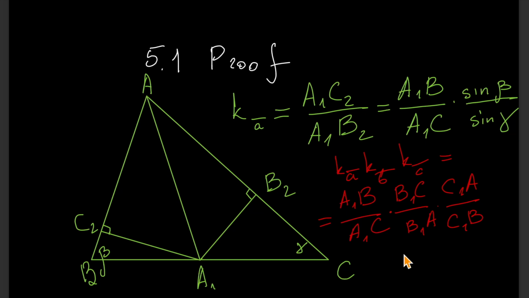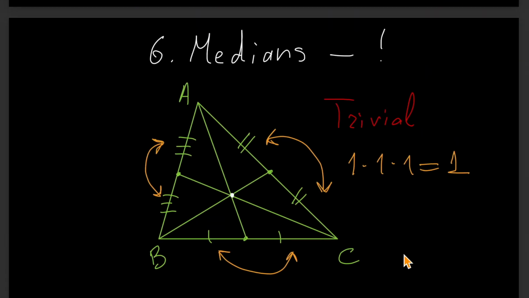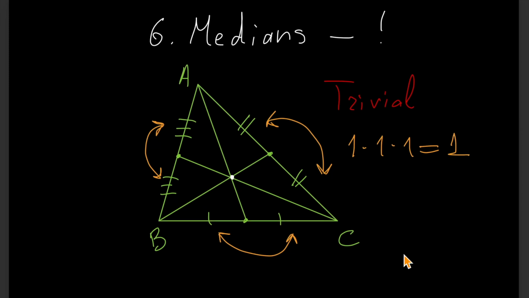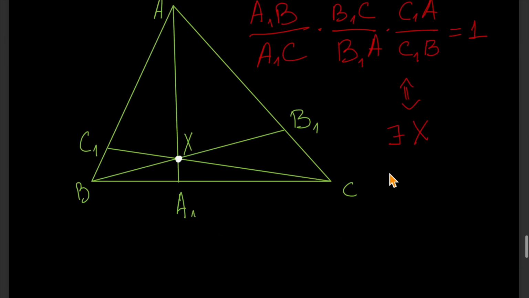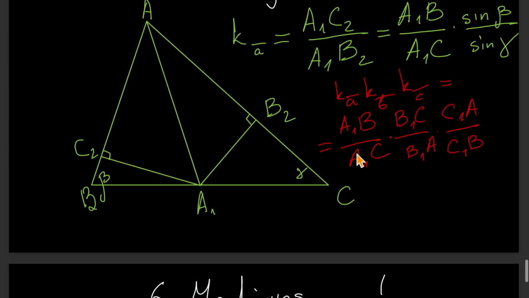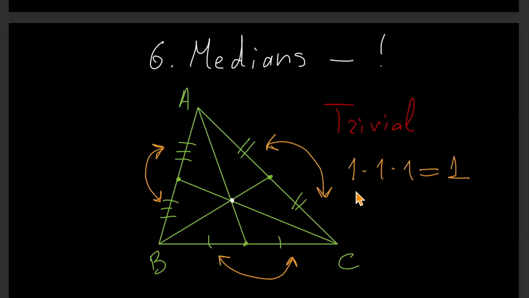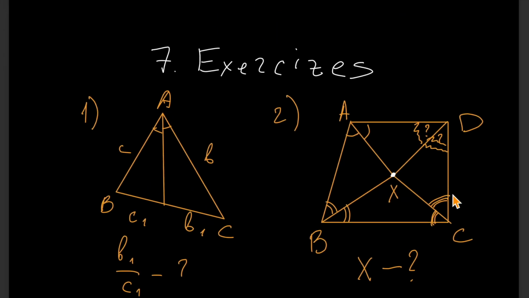Okay, so now in the light of Ceva's theorem, the problem of medians is just obliterated by this theorem, because all of these ratios are equal to 1, because obviously A1 is the midpoint of BC. So the product is also equal to 1. How nice. And finally, some exercises.